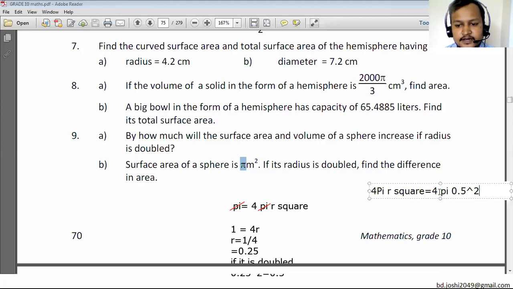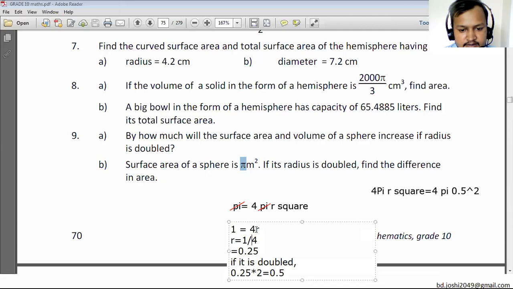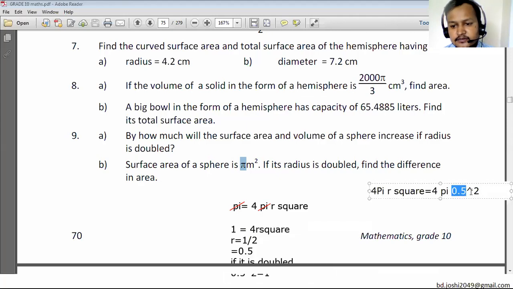Again we get 1 only. Previously it was 4. Sorry, we made a mistake here. Just check this one. Here it should be r square. If it is r square, here r is equal to 1 by 2, 0.5. If it is doubled, 0.5 into 2, that will be 1. Now here 1 comes, and 1 square is 1 only. So its answer is 4 pi.